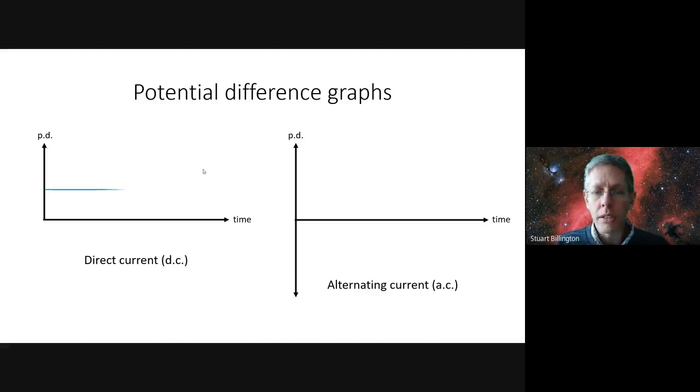Okay, so direct current would come from a potential difference like that. It's always positive, and so it always pushes the electricity in one direction. That's direct current coming from the potential difference on the left.